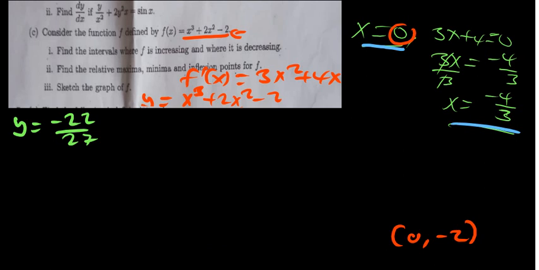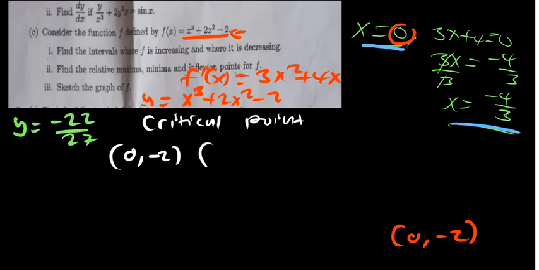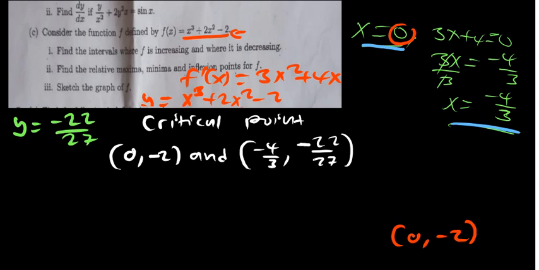So now we have what we call the critical points. We have two critical points. When x is 0, the y is negative 2. I'll put it there. Another one is when x is negative 4 over 3, the y value is negative 22 over 27. Those are my critical points. Those are the ones which are going to help me now. Can we go to the next step?